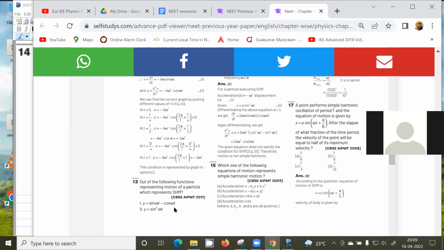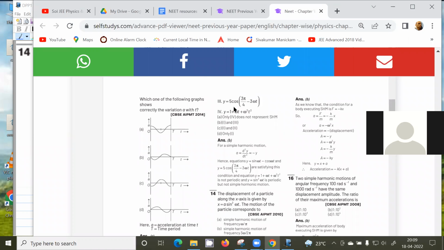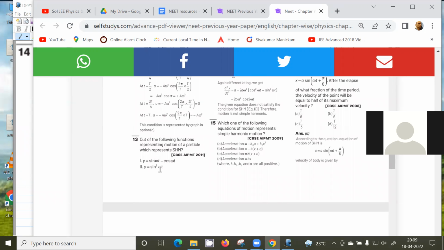So option 1 is SHM or not? SHM. Okay. What about option 3? SHM. Okay. Option 4? No. It's not SHM because the time will keep on increasing. SHM means it has to come back. And this one is sine cube. If it is sine square, it will be SHM because sine square can be written as 1 plus cos 2 omega t by 2, right? So it is SHM plus a constant. So it is still an SHM.